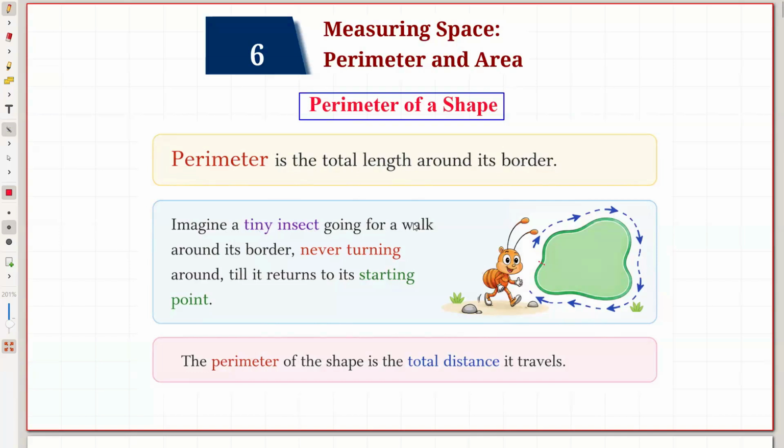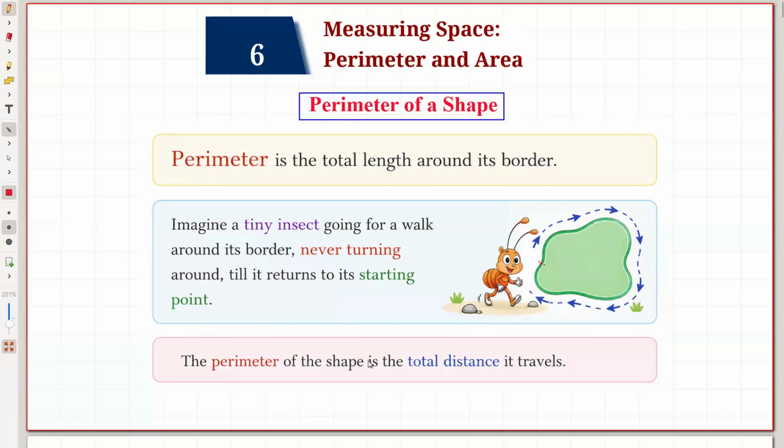Imagine a tiny insect going for a walk around its border, never turning around till it returns to the starting point. This is a tiny insect. It starts its journey from this direction and comes back to the same starting point. So perimeter is nothing but the total distance around the closed figure. Perimeter means the distance around the closed figure.